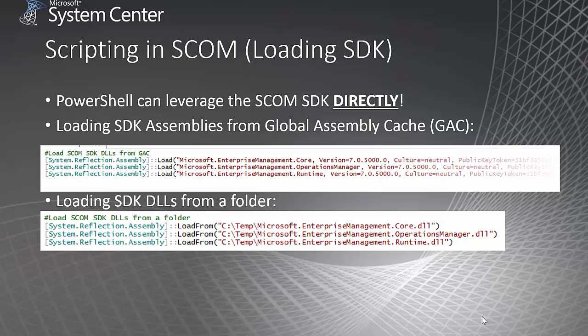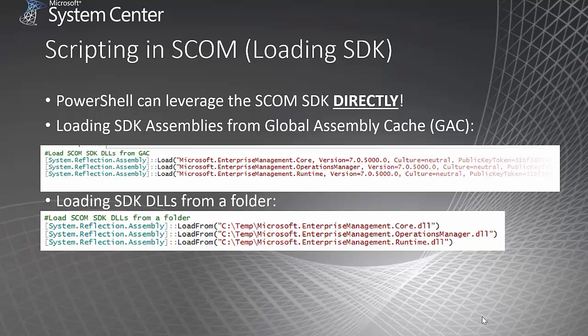So how do you use this SDK in your script? Fortunately, PowerShell can leverage these SCOM SDKs directly. Firstly, all you need to do is load the DLLs in your script in your runtime. To do that, if it's already in your global assembly cache, you just run these commands: System.Reflection.Assembly Load, then the assembly's name, version number, culture, public key token, etc. But if it's not in your global assembly cache, you can also load them from a folder. You can specify the path of these files and load it that way.